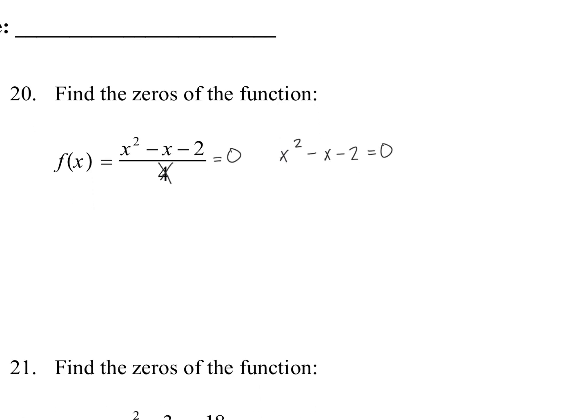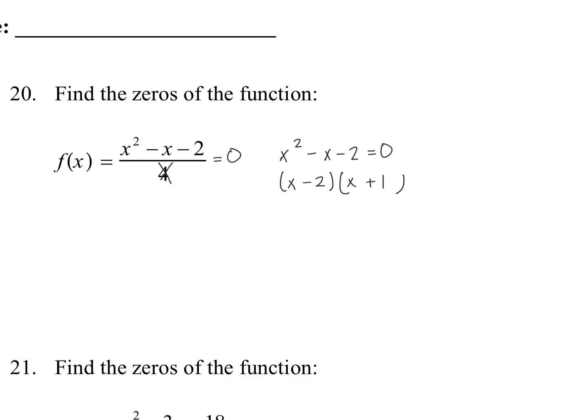So what number multiplies to give me negative 2 and adds to give me, actually, negative 1, my mistake. So I'm going to go ahead and factor them. X. I'm going to end up with a negative 2 and a positive 1.